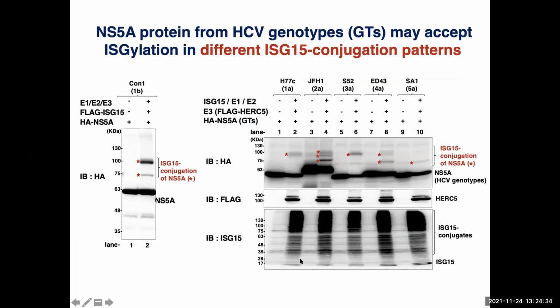So then we checked the isolation of each HCV genotype, and we found that other genotypes' HCV NS5A proteins are also isolated, but in a slightly different manner. And the interesting thing is genotype 2A HCV NS5A is also isolated.